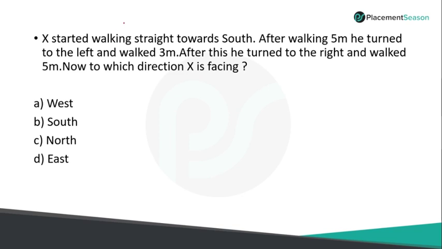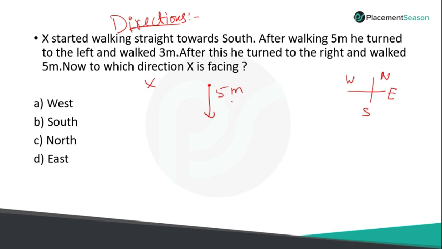Very simple question. This question is based on directions. So read the question and draw the route map. There's a fellow called X. He started walking straight towards south. So you know the directions, right? North, south, west, east. So after walking 5 meters, he turned to the left.